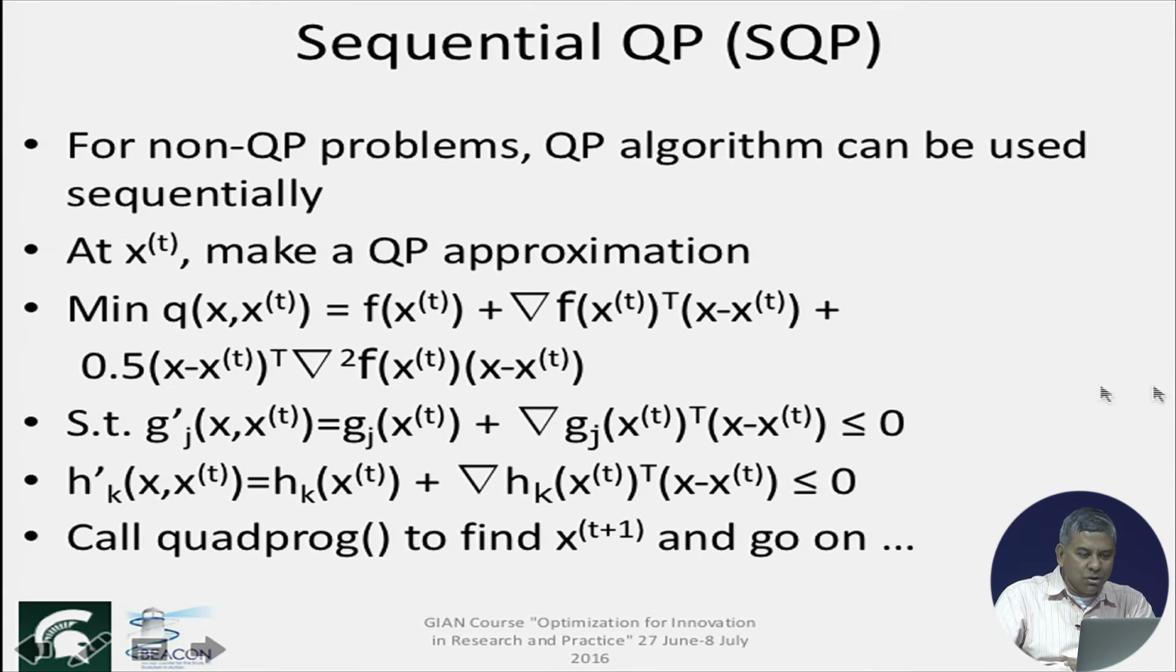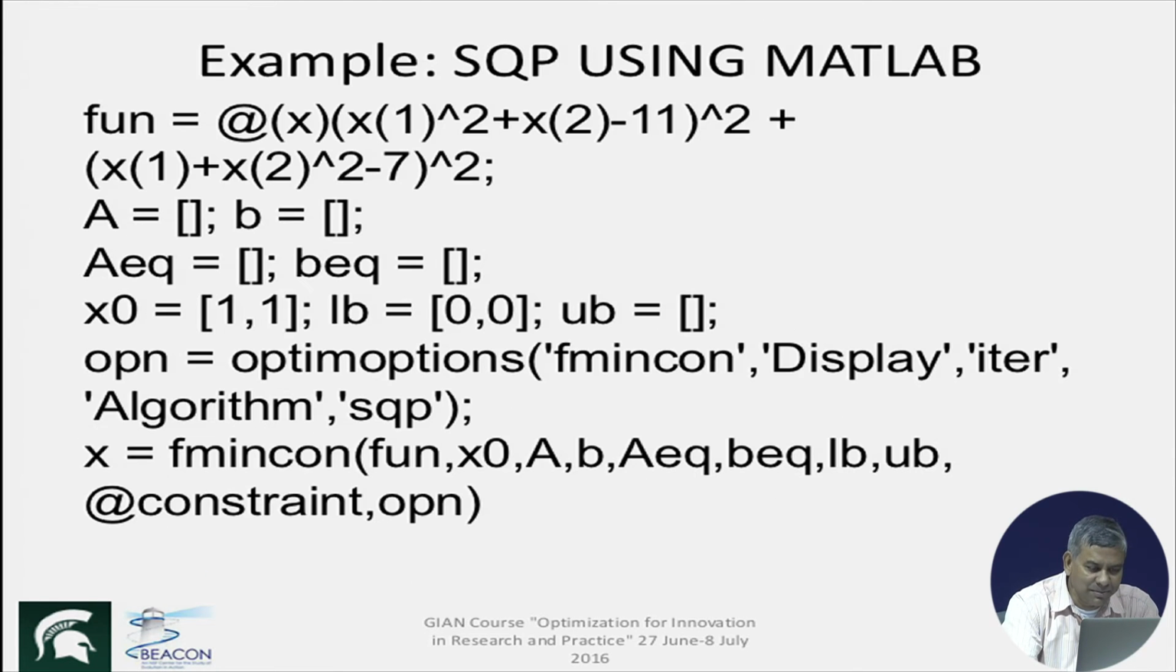So here I'm showing you how to do the quadratic approximation for the objective function and linear for the constraints, but all of this is coded in a function called fmincon in Matlab. I'm not going to demonstrate that because it's a bit complex to do, but I have some slides to show you how to do that. So SQP using Matlab: basically it's a sequential way of calling quadprog.